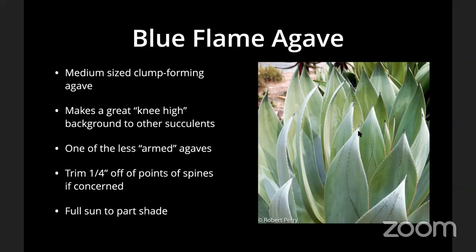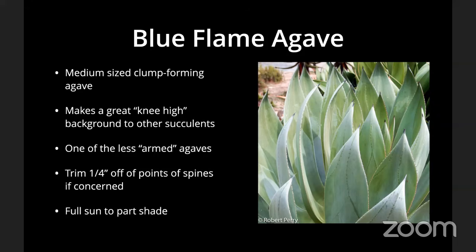You don't want to cut down into the leaf, but if you just take off about a quarter of an inch on the end, that's the real sharp part. It's going to be a lot less sharp once you get past that. So you still want to keep it into the black part. And that's a trick you can use on any agave that you would want to. And this one is good in full blasting sun to part shade.